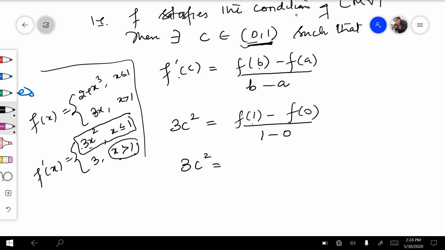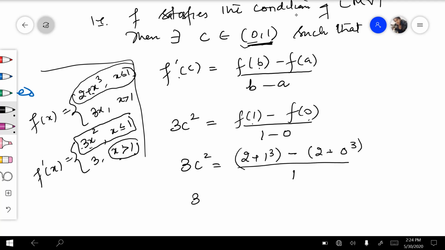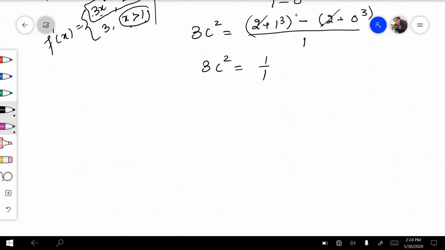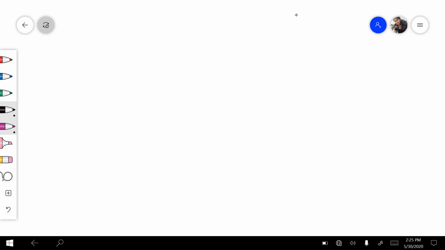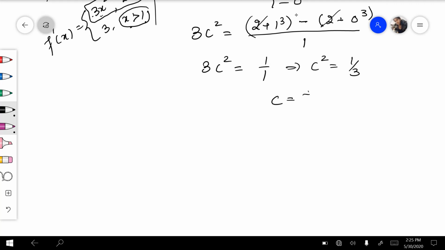Which gives you 3c square is equal to f1. 1 पे definition क्या है मेरे पास? It is 2 plus 1 का cube. 0 is less than 1, so it will be 2 plus 0, upon 1, which gives you 3c square is equal to 2 और 2 cancel हो जाएगा, तो 1 upon 1, which gives you c square is equal to 1 by 3. c is equal to plus minus 1 upon square root of 3.